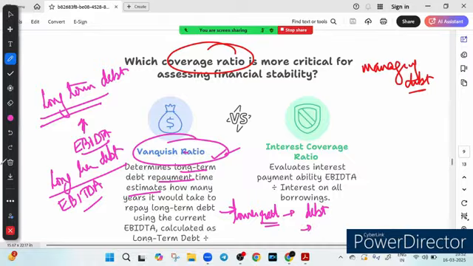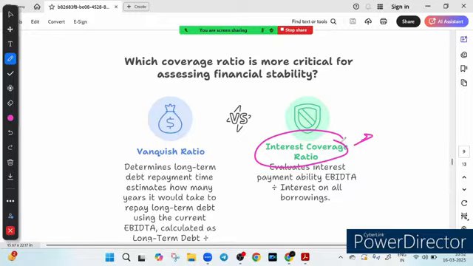The second kind of ratio we have is called the interest coverage ratio. It evaluates a company's ability to pay interest on its borrowing. Try to understand: whenever you borrow money from a bank, you have to pay interest. Similarly, a company has to pay interest. How efficiently a company is able to pay interest on its borrowing is measured by ICR, interest coverage ratio.